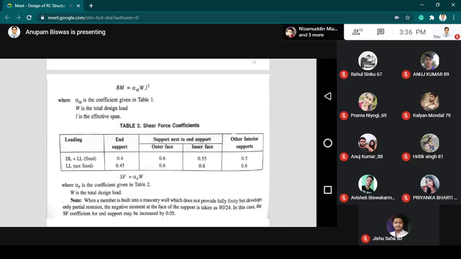And for the live load condition, the end support is 0.45, the support next to the end support outer face 0.6, inner face 0.6, and other interior supports are also 0.6. And the shear force value is obtained by the equation alpha F into W, where alpha F is the coefficient as given in the table and W is the load.